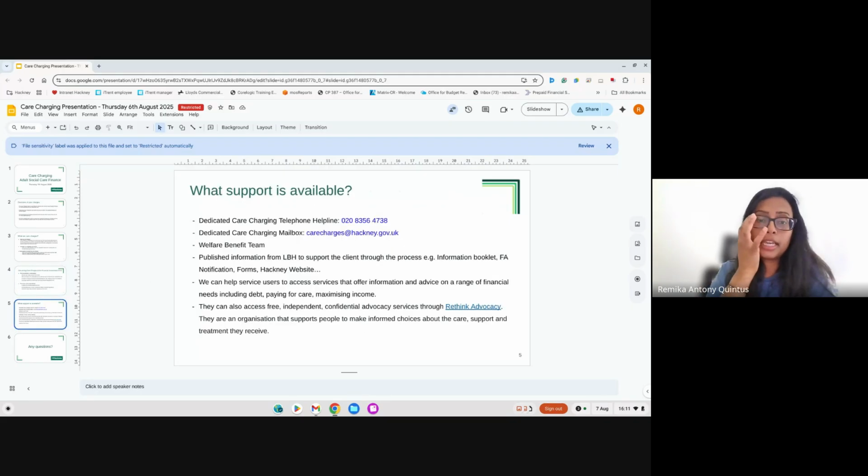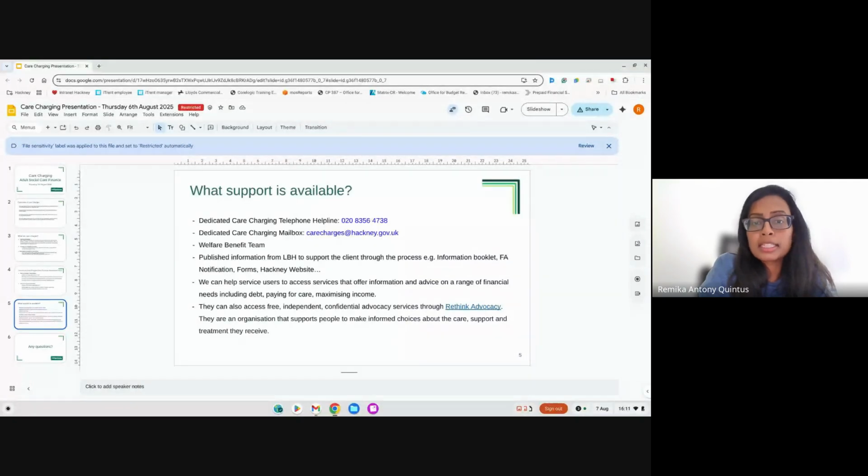Right. The last slide is on what support is available. So we have a dedicated telephone line and mailbox. Service users can use these to ask questions or get guidance directly from the care charging team. We've got a welfare benefit officer who's available to provide advice and support on benefits that service users may be entitled to. As a council, we've published a range of information to help clients through the process, including information booklets and online resources, which you can find on the Hackney website.